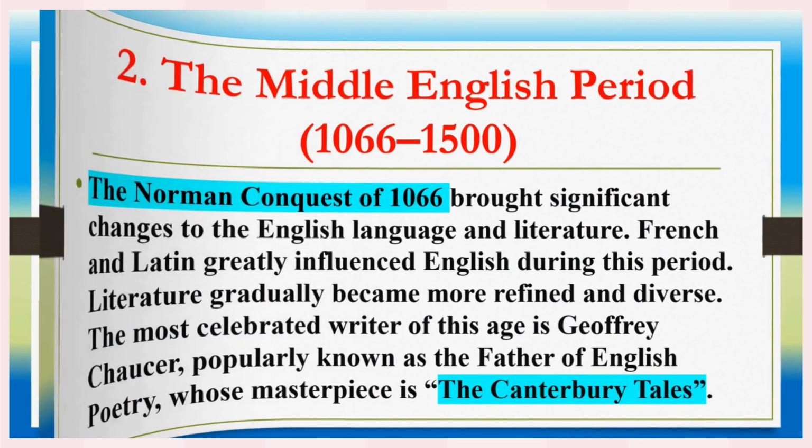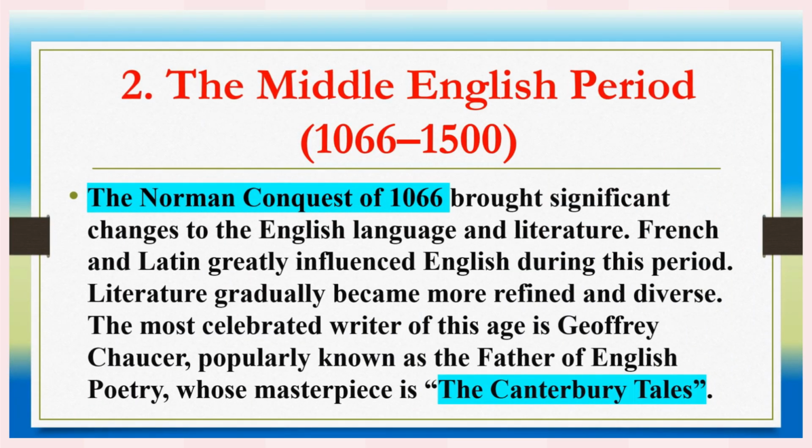The next age is, of course, the Middle English period from 1066 to 1500. The Norman conquest of 1066 brought significant changes to the English language and literature. French and Latin greatly influenced English during this period. Literature gradually became more refined and diverse. The most celebrated writer of this age is, of course, Geoffrey Chaucer, popularly known as the father of English poetry, whose masterpiece is the Canterbury Tales.